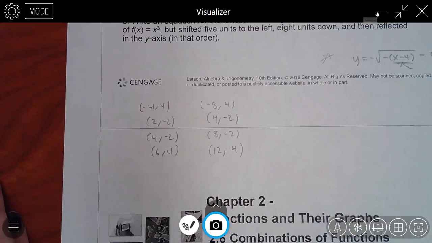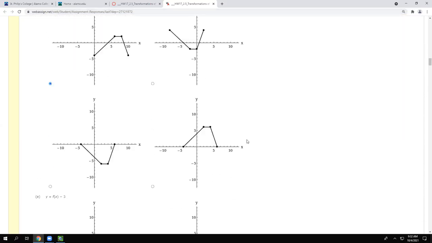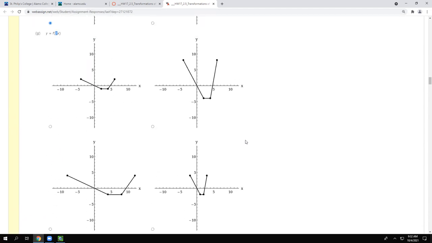So if I go look for the graph with those new points, let's go see where they land. So I have -8 and 4. So -8 and 4 would be here. It looks like that's the only one that has that point. Let's just make sure all the other ones are there.